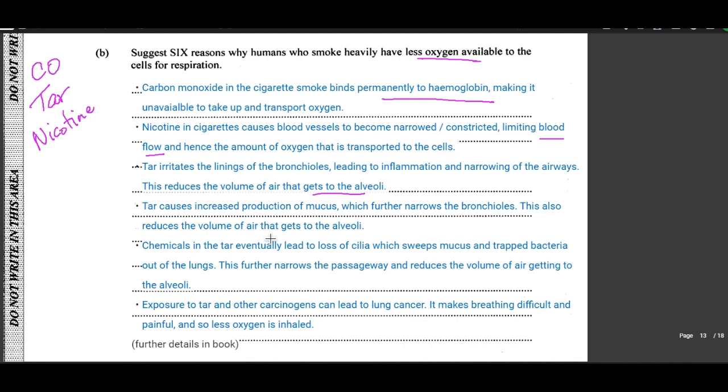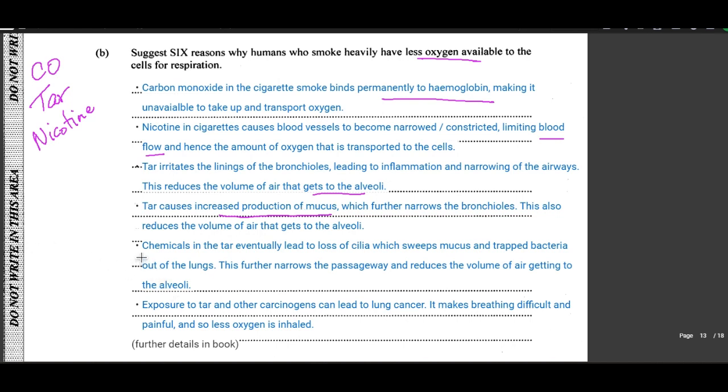So we're back to tar again. And another thing that tar is going to do is increase the production of mucus. And that's going to fill up the airways, right? So that's going to further narrow the bronchioles. And that's also going to reduce the air that gets to the alveoli with the effect that we just mentioned. Less volume in the alveoli, less oxygen diffuses into the blood, less oxygen available to the cells. Then the fourth one, still on tar.